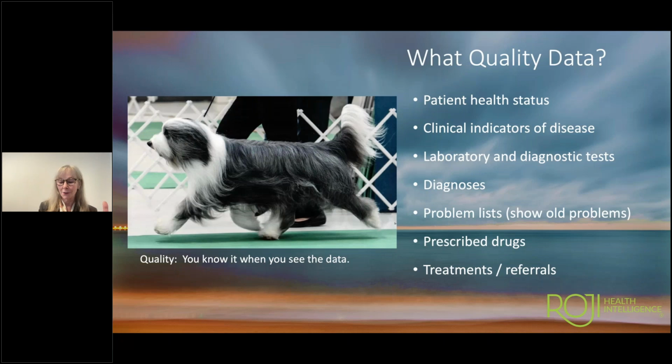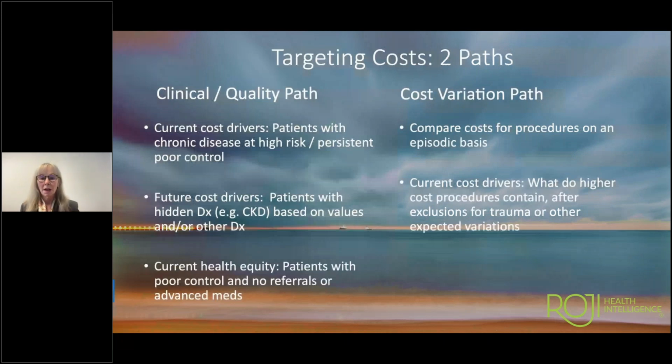That's just about everything that is on the quality end of an EHR. And that quality data allows you to go two paths in targeting costs. One is a clinical quality path by improving the conditions of patients with chronic disease, reducing the variation of procedural or identifying observations in the clinical procedures that are a problem. It allows you to identify future cost drivers because of diagnoses that are appearing in the EHR that you may not be aware of in claims.